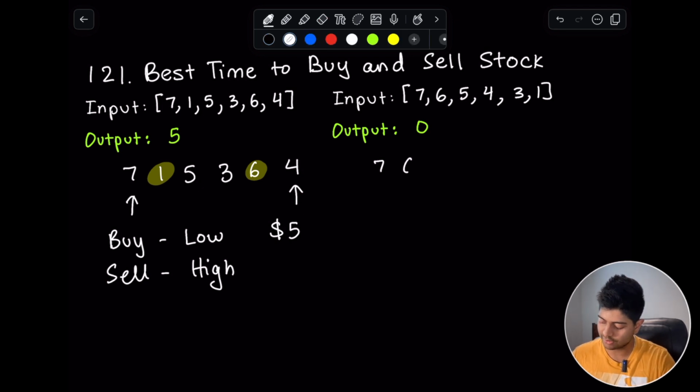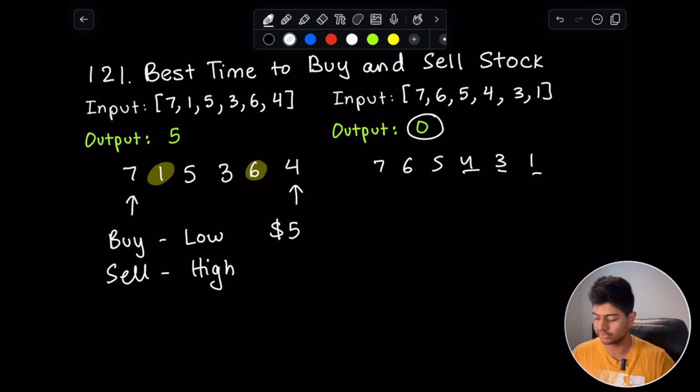Same thing here for this other one. You can see that there's no day that you can buy and have a positive profit, right? If I buy at 4, I can't sell any of these days 3 to 1 because I'm going to sell at a smaller price. So I'm going to have negative profits. That's why we return an answer of 0. So that's kind of the idea.